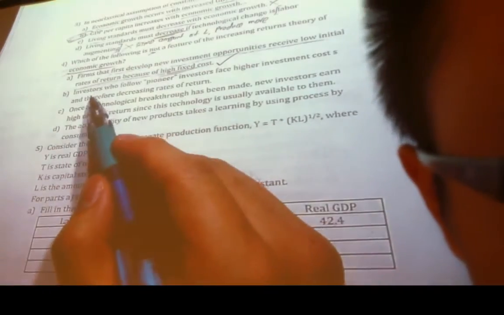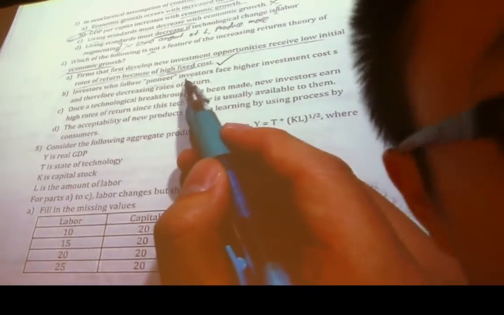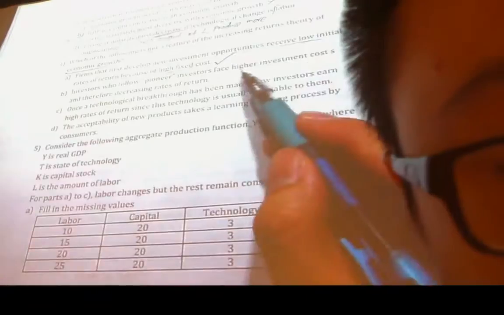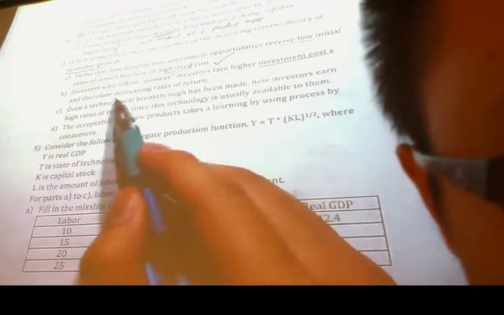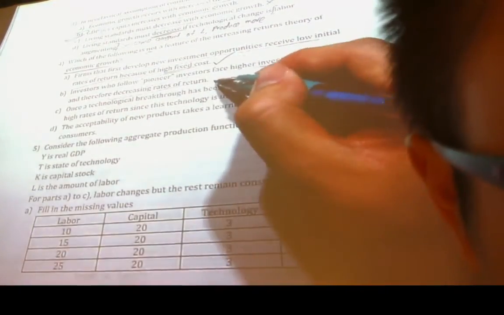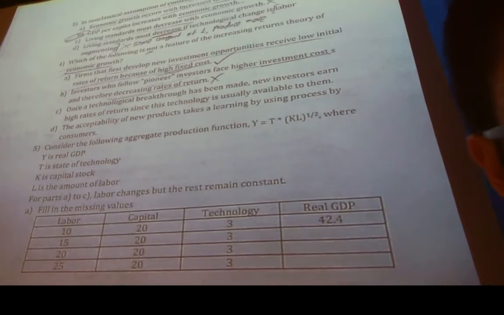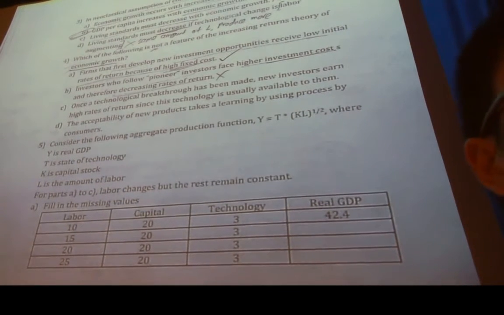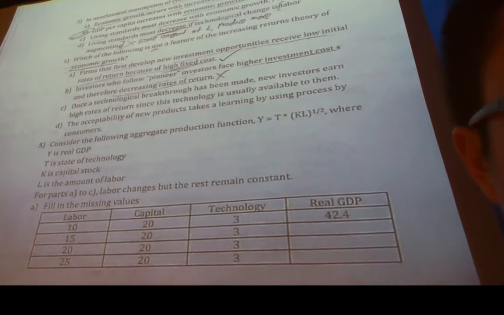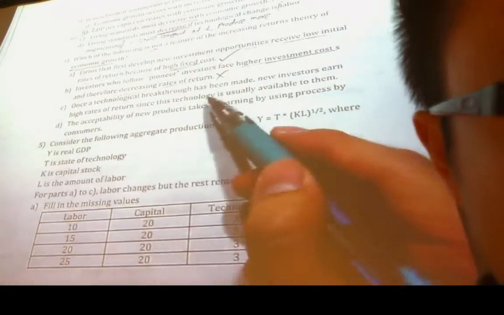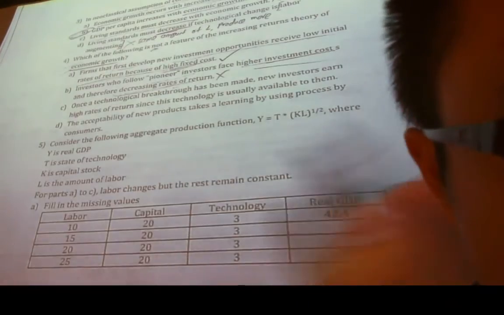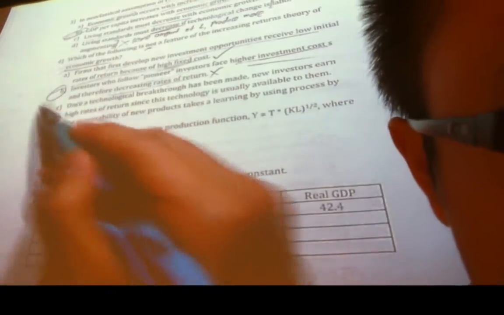For B, investors who follow pioneer investors, that means the first investors, face a higher investment cost and therefore decreasing rates of return, which is wrong because let's say the first firm managed to develop something new, but then it will be cheaper for the other firm to follow because they are able to learn from the first firm's experience and mistakes. That's why they will have higher rates of returns and lower investment costs. So the answer is B.